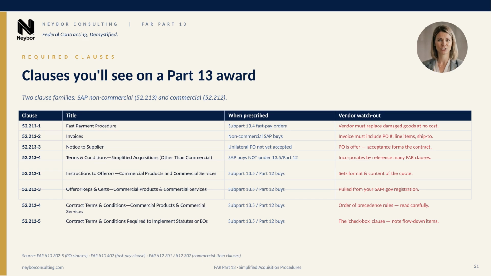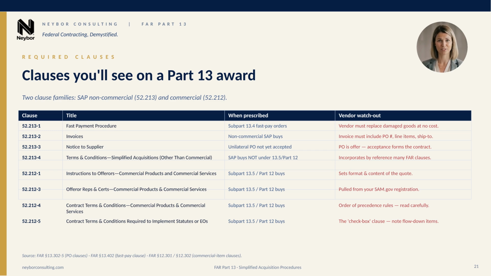Here is the clause cheat sheet. There are 2 clause families you will see on a Part 13 award. First family, the 52.213 series, covers SAP buys that are not commercial. The fast payment clause 52.213-1, the invoice clause 52.213-2, the notice to supplier clause 52.213-3, and the catch-all 52.213-4 terms and conditions clause for simplified acquisitions other than commercial.